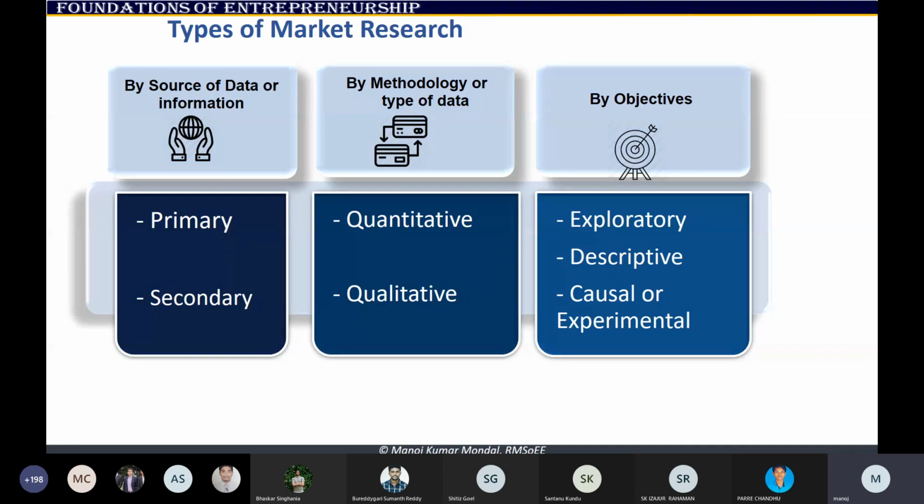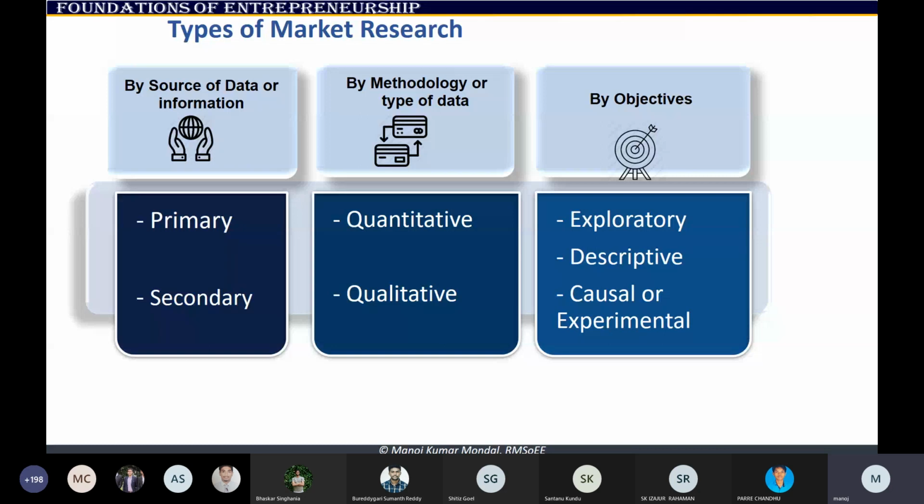Then, the types of market research: this is the slide where the types are mentioned quite exhaustively, as I told you. The source of data is primary or secondary; the method is qualitative or quantitative. Quantitative means you get data in terms of numerical values. With qualitative, you get data like good, bad, ugly, or very much interested, not interested, or somewhat interested.